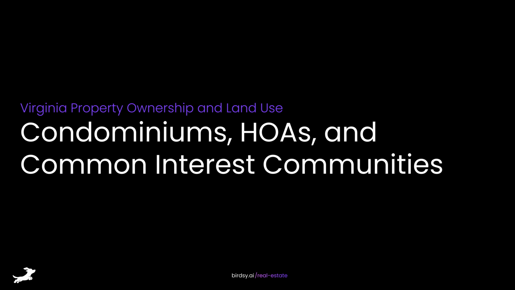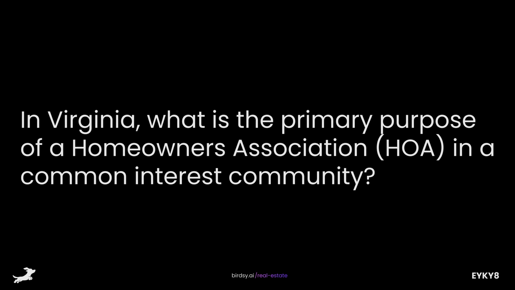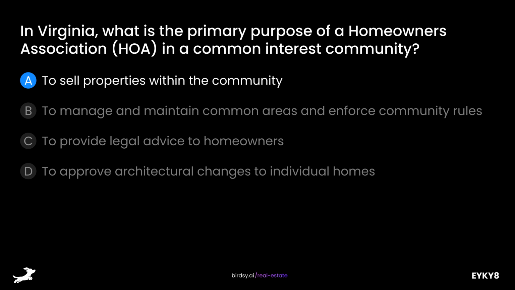Condominiums, HOAs, and common interest communities. In Virginia, what is the primary purpose of a homeowners association in a common interest community? Is it A, to sell properties within the community, B, to manage and maintain common areas and enforce community rules, C, to provide legal advice to homeowners, or D, to approve architectural changes to individual homes? The answer is B, to manage and maintain common areas and enforce community rules.